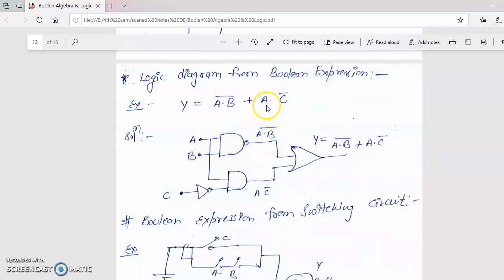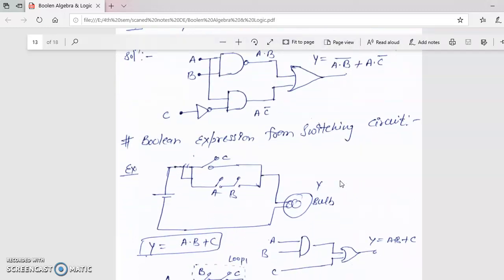Okay students, this is A dot C bar, means A dot C bar is given to an AND gate, means this is A and this is C bar by the NOT gate, and output of this is A dot C bar, and both terms are ORed. So we use an OR gate, and we get the output (A dot B) whole bar plus A dot C bar. I hope it is very clear. Many examples are given in the book, so go through these examples.